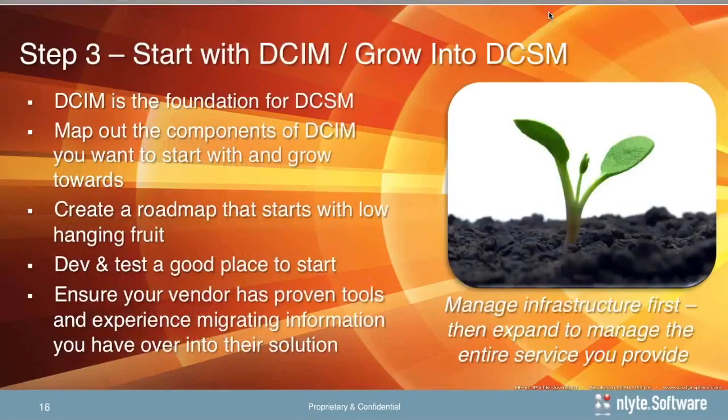Step 3, again, start small, but plan to grow, right? So start with DCIM, start with managing your infrastructure. And it's an easy way to get quick wins. You get the floor planner going, and then you can begin to branch into other forms of infrastructure, cabling, monitoring, power, dealing with racks and blades and all of that. And then grow into managing the workflow, grow into managing the processes and the policies and measuring all that, and then begin to tie into other systems.